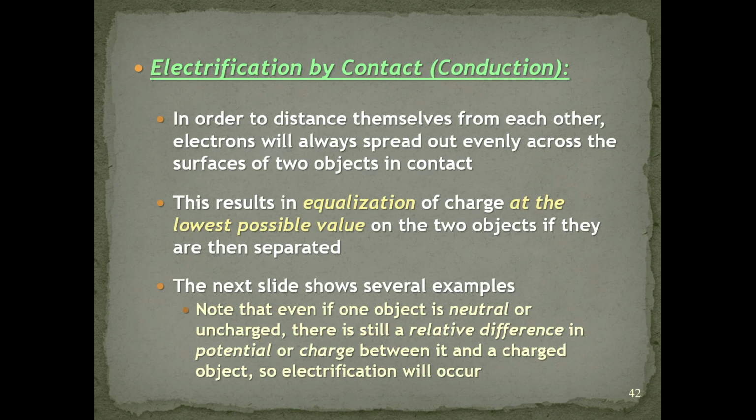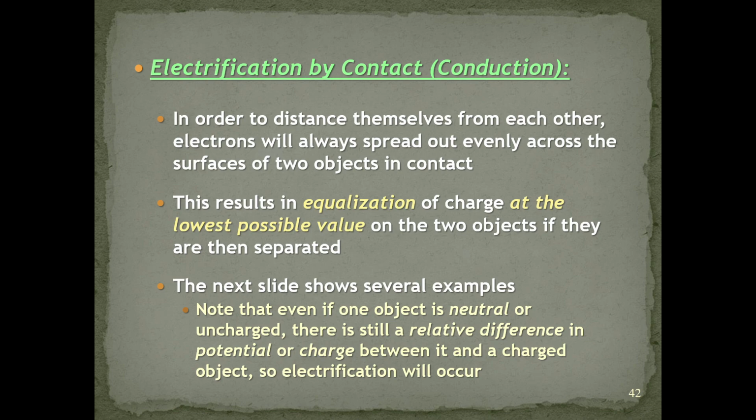Electrification by contact, conduction. In order to distance themselves from each other, electrons will always spread out evenly across the surface of two objects in contact. Recall that electrons repel each other, so they'll try to spread out equally. This results in an equalization of charge at the lowest possible value on the two objects if they are then separated. In the next slide, you'll see examples of this.